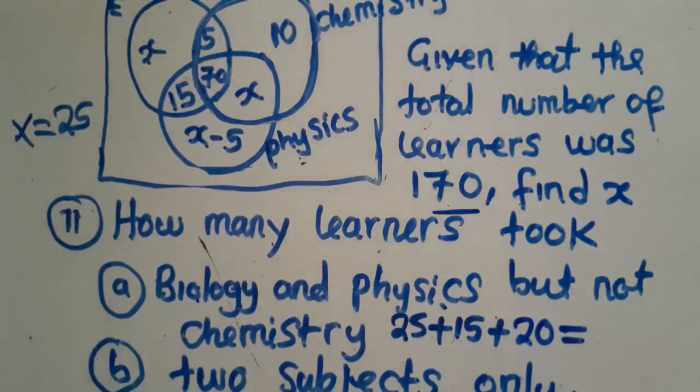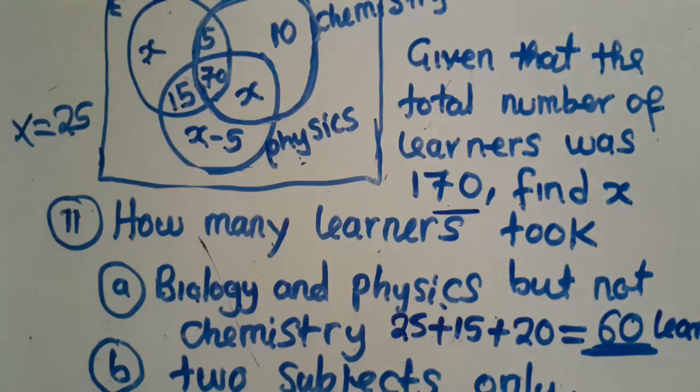What answer are you getting there? So 25 plus 15 plus 20. The answer that you are getting is 60. So 60 what? Learners. You even conclude there. You say 60 learners. This is what you are going to do.